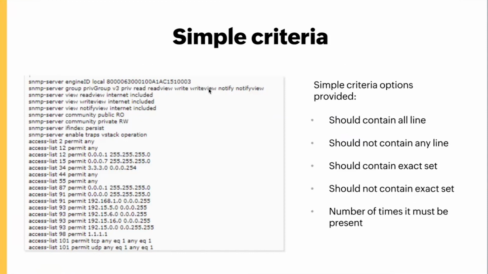First criteria is the simple criteria. Here, during NCM's compliance check, you can select what all should contain, what all shouldn't contain, and whether it should be an exact set or not an exact set. You can choose any one of these conditions. You can also select the number of times it must be present in the configuration. So let me show you an example of simple criteria in the UI.